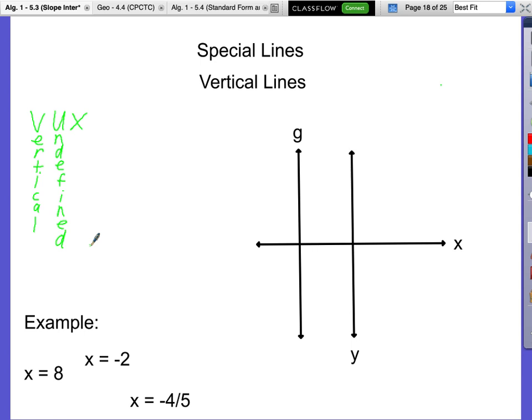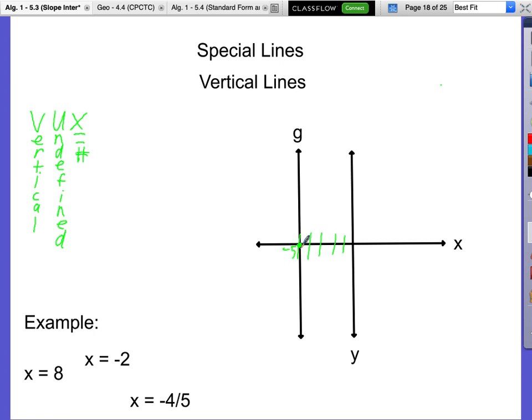What's X? X equals a number. Okay? X equals a number, because just like on the Y, where all the values were the same, we're gonna have the same thing with the X. So all here, this value is -5.